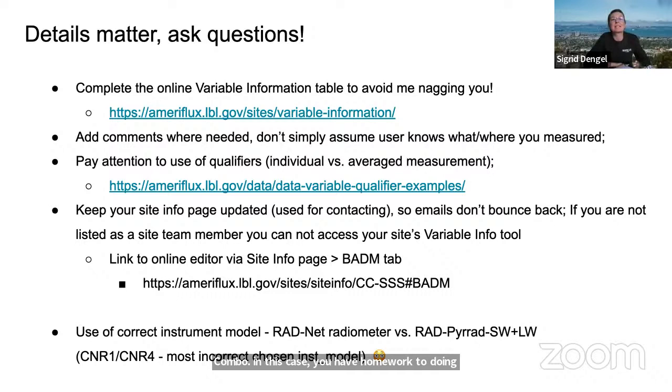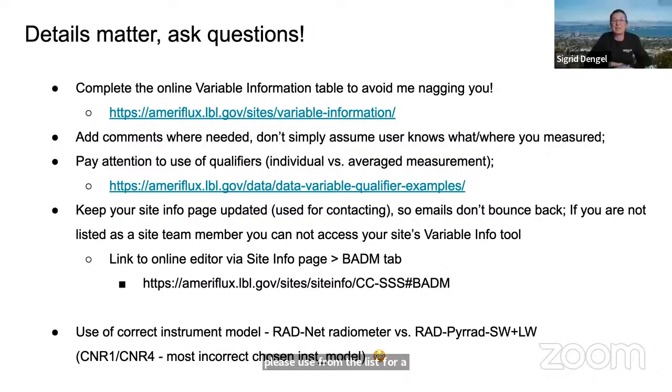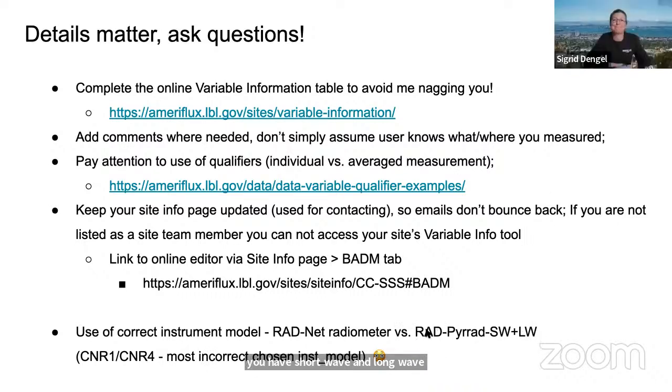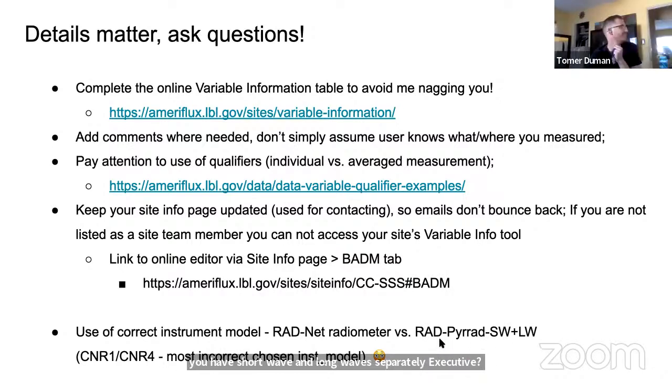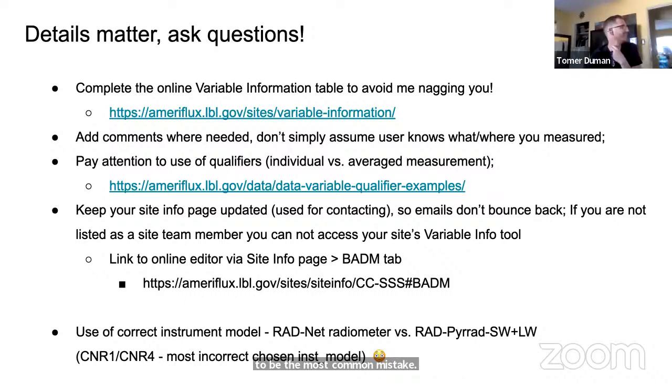So what was I supposed to use from the list for radiometer? I've seen in the slide you just presented, you had the net radiometer. Yes. What should I have used? The other option, please, where you have shortwave and longwave separately. Exactly. Got it. Okay, it's the first option. Yeah, that seems to be the most common mistake I come across when I look at variable information tables. So thank you. Thanks.